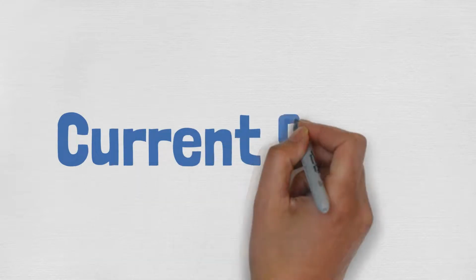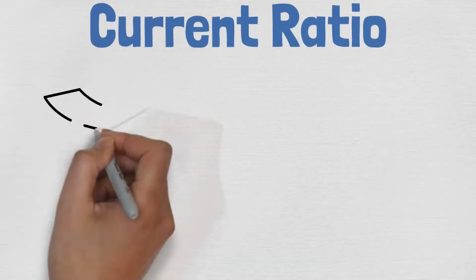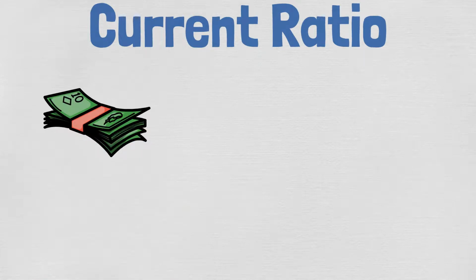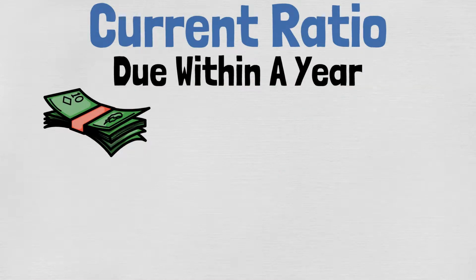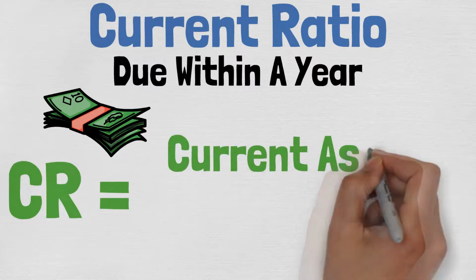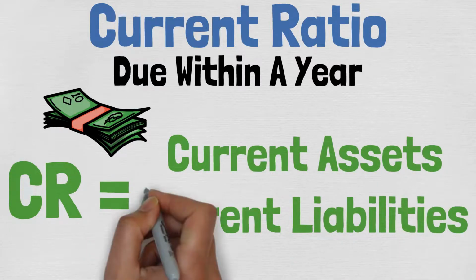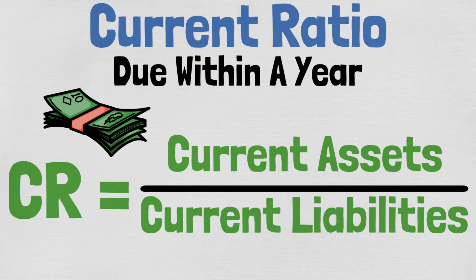Today we are going to talk about the current ratio, which tells us how well a company is able to pay its short-term obligations. Short-term means those obligations that are due within a year. Current ratio is calculated by dividing the current assets by current liabilities. Let's take a look at an example.